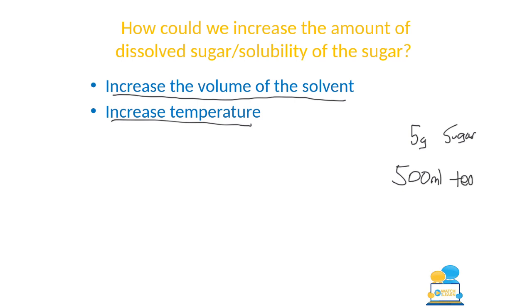So apart from increasing temperature, how could we increase the amount of this sugar dissolved? What we could do is increase the amount of tea. So how about if we had 1 liter of tea? We could therefore dissolve more of this sugar if we had 1 liter of tea than if we had only 500 milliliters, which is only half a liter. So there's 2 possible ways that we can increase solubility. We can increase the volume of the solvent, because remember our tea contains water as our solvent at this point, or we could increase the temperature.